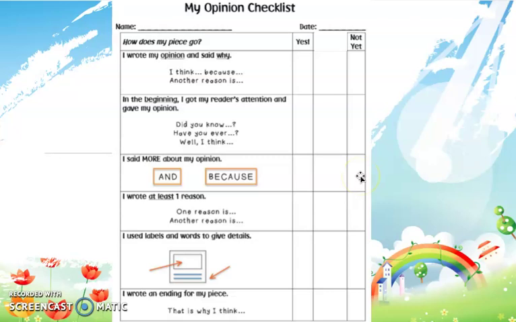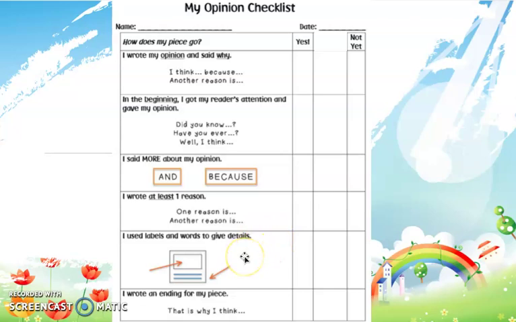Number 4. I wrote at least one reason. I think all of you already have one reason for your opinion, but I suggest you need to have at least 2 reasons. 观点写作呢，至少要给出2个原因。So you can use the sentence starter here. One reason is, another reason is.